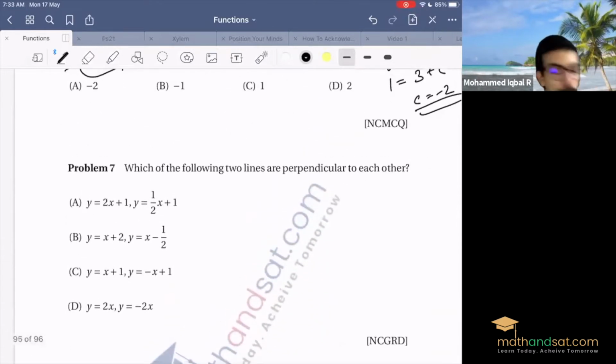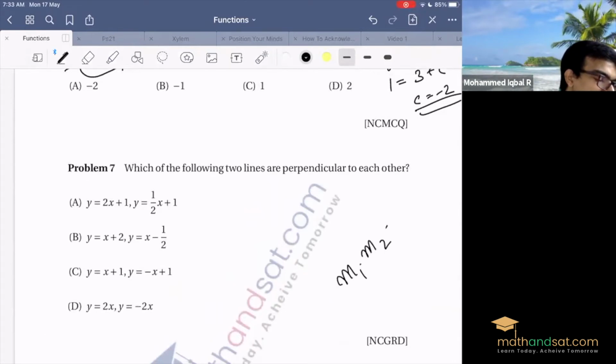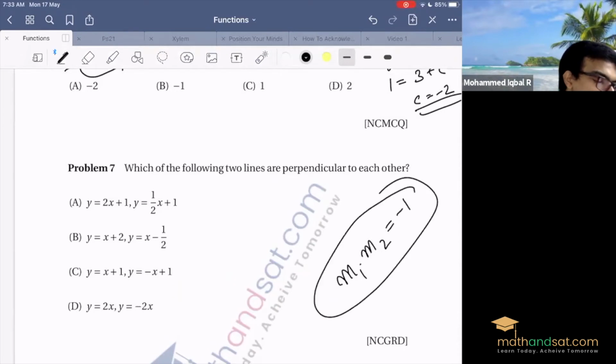Okay, that you need to know. If 2 lines are perpendicular, the product of their slopes will be minus 1. We have not discussed the proof of this. For the time being, we don't need the proof. I hope you would have seen this in school. When 2 lines are perpendicular, the product of their slopes will be minus 1.